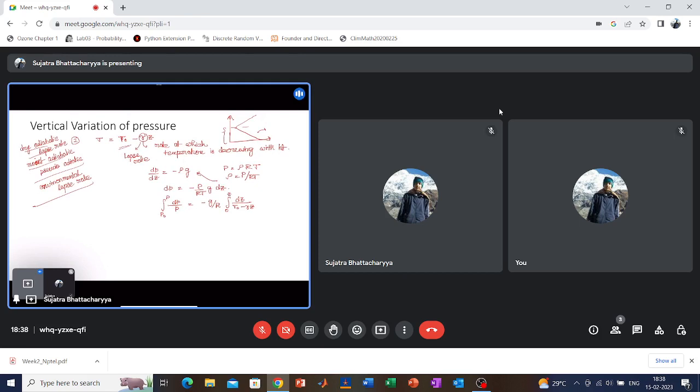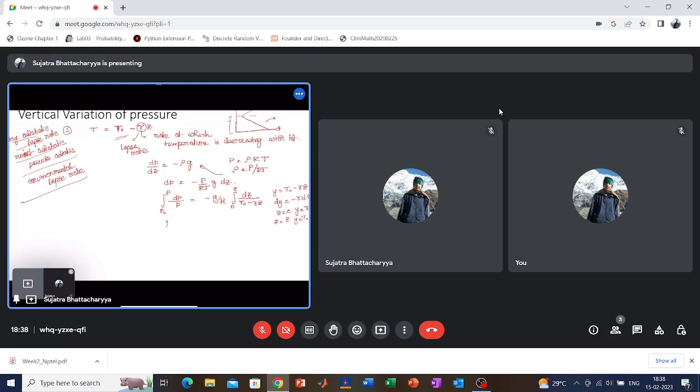Some height. Okay, now this is very easy to solve. This is log p by p naught. But what about this? I will use the substitution method. Let y be t naught minus gamma z. So dy will be minus gamma dz. At z equal to 0, y will be t naught. At z equal to z, y will be t naught minus gamma z. Let's substitute it and put it here.